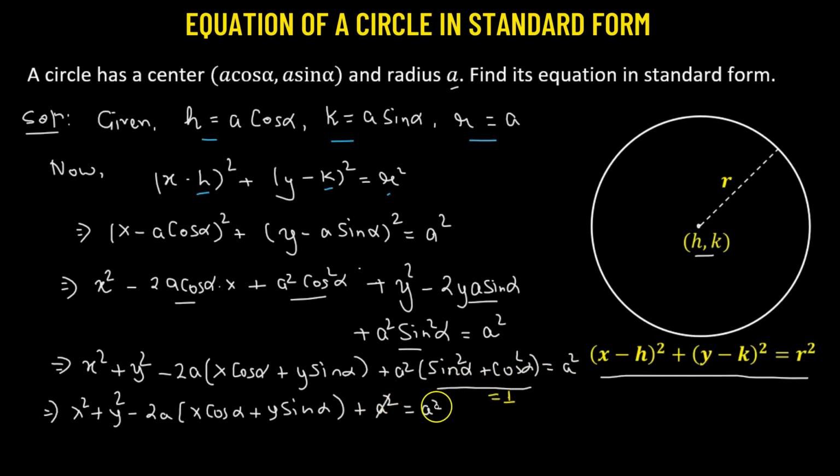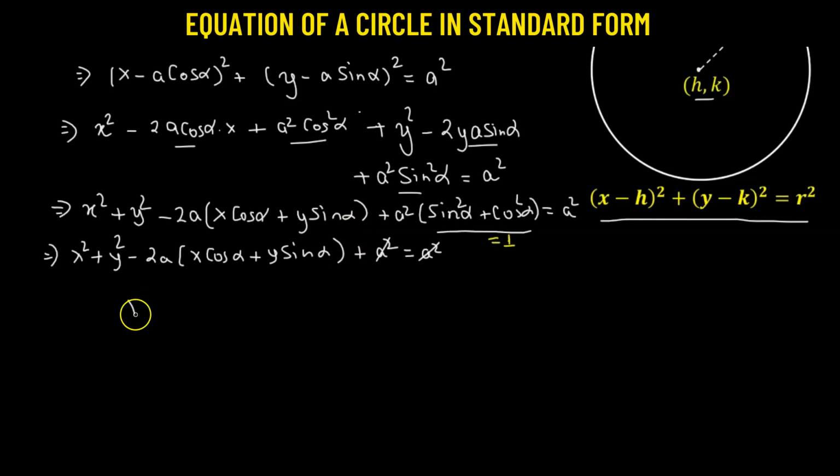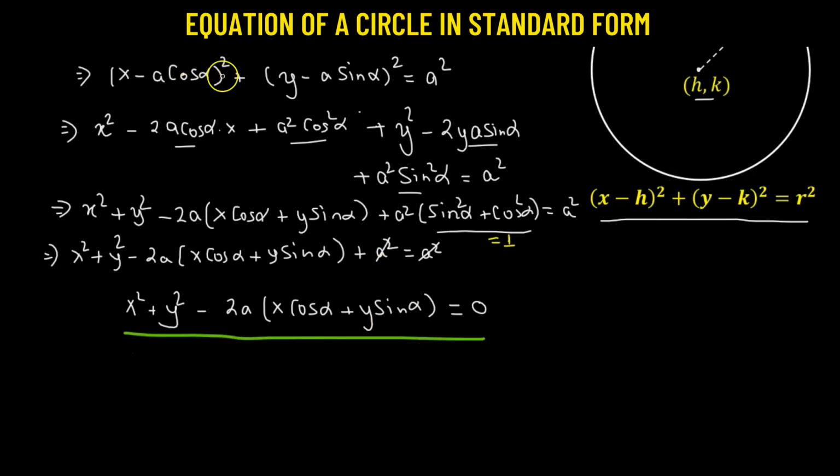Both a squared from the left hand side and the right hand side get cancelled out, and the final equation turns out to be x squared plus y squared minus 2a multiplied by x times cosine alpha plus y times sine alpha, and this will be equal to 0. So this is the equation of the circle. We can either keep it in this particular fashion or we can keep it in the standard form.